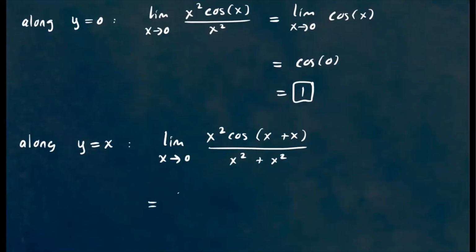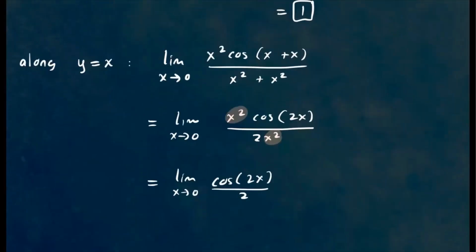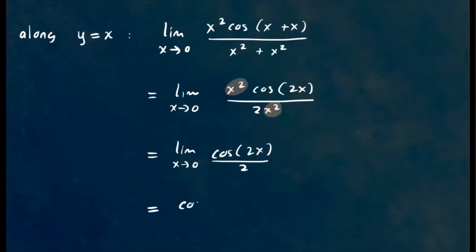So this is equal to the limit as x approaches 0 of x squared cosine of 2x over 2x squared. Now again, we can simplify and the x squared terms cancel. This gives us the limit as x approaches 0 of cosine of 2x over 2. Now if you substitute 0, we have cosine of 0 over 2, which gives us 1/2.